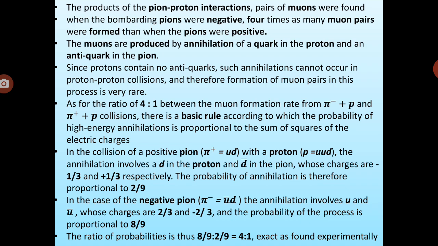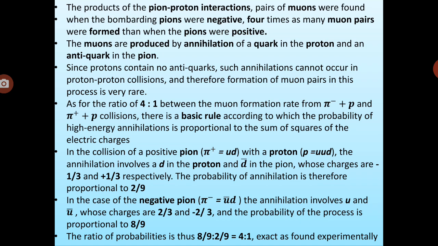Now we will go to the negative pion interacting with the proton. In this interaction, the annihilation involves u and u bar. The negative pion, pi minus, has quarks u bar and d. So here the annihilation involves u from the proton and u bar from the negative pion. The charges of u and u bar are 2 by 3 and minus 2 by 3. So the probability as per the basic rule is (2 by 3) square plus (minus 2 by 3) square, that will give you 8 by 9.